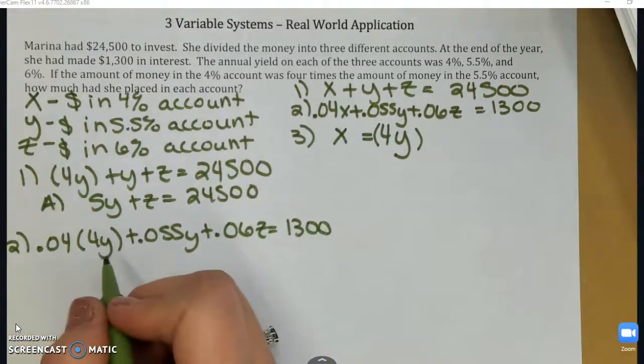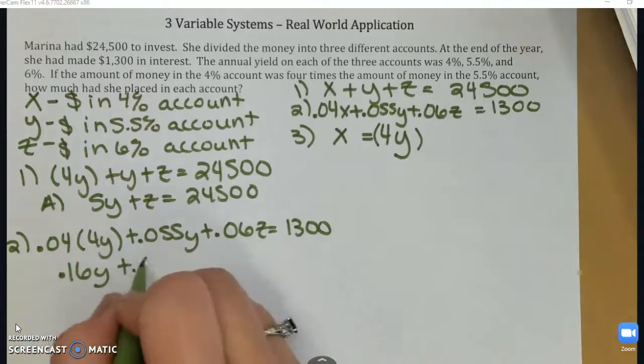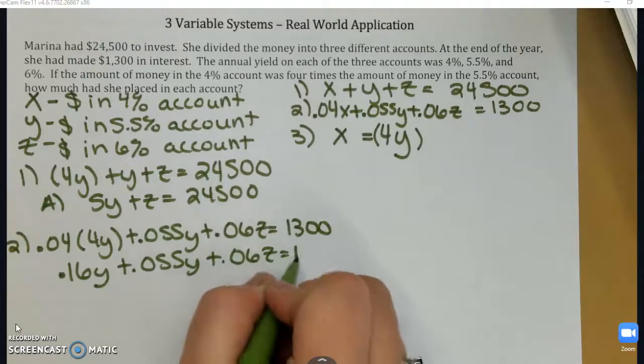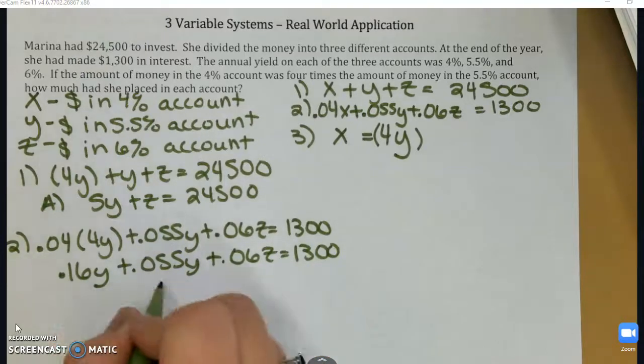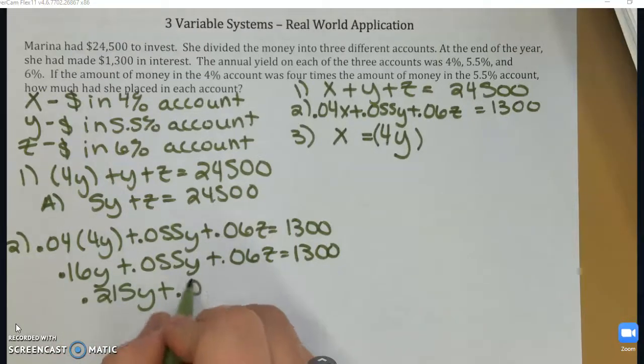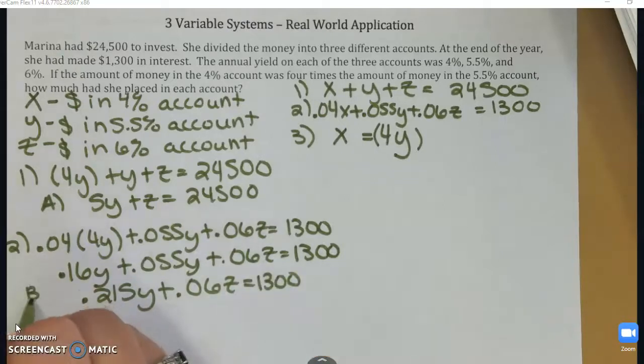When I multiply that out, that's going to be 0.16y. Still have the 0.055y. So I combine my like terms of 0.16 and 0.055 to get 0.215y plus 0.06z equals 1,300. And here's my equation B. So now between equation A and equation B, I need to eliminate a second variable.